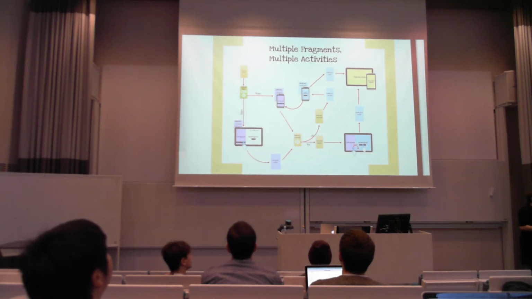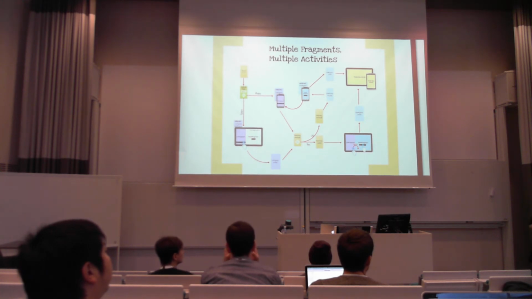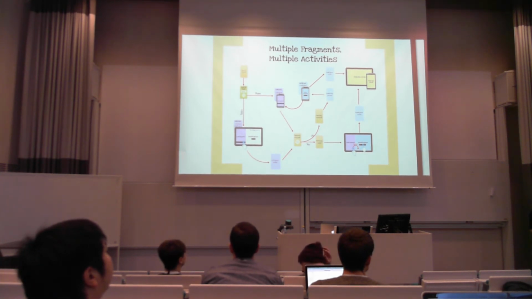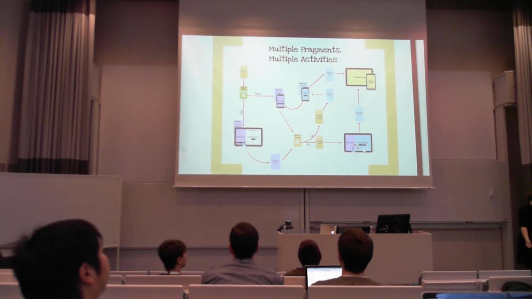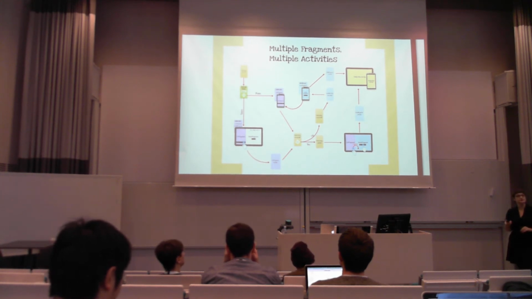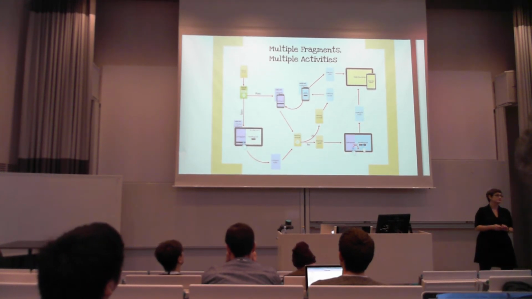Yes? In the tablet case, you have a list fragment, and until the detail fragment is in, for example, it is not visible. What would you suggest to show that? I mean, it really depends on what your app is, but maybe it makes sense to show the first item as the default. It just really depends what you're building. Any other questions? Great.